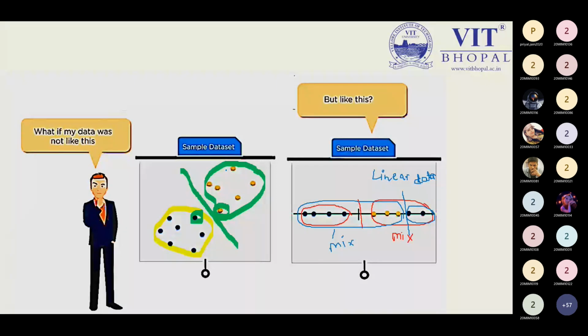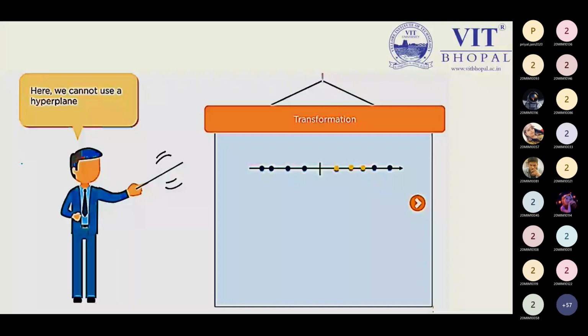Let me show my proof. Here we can't use the hyperplane. That is a big problem. Here we can't choose the hyperplane. This is a big point. If I choose this one, separation cannot be done. If I choose this hyperplane, separation or classification cannot be done. So that is a big problem.